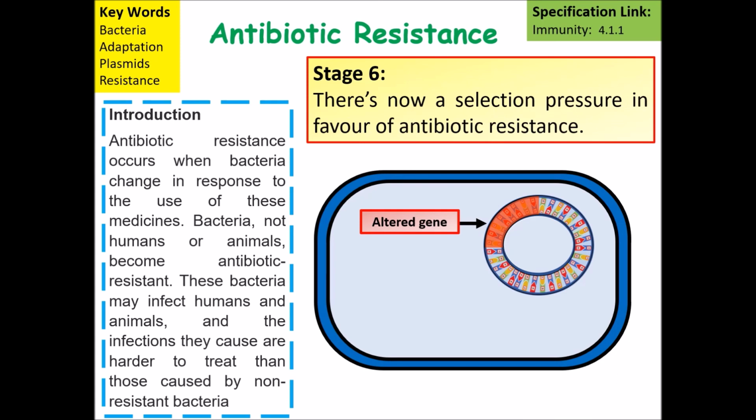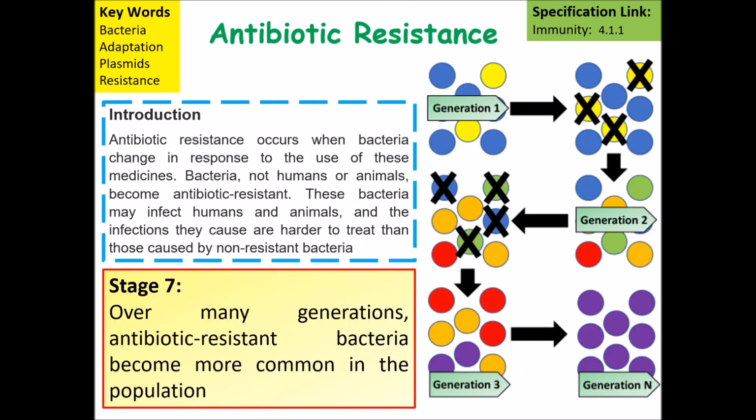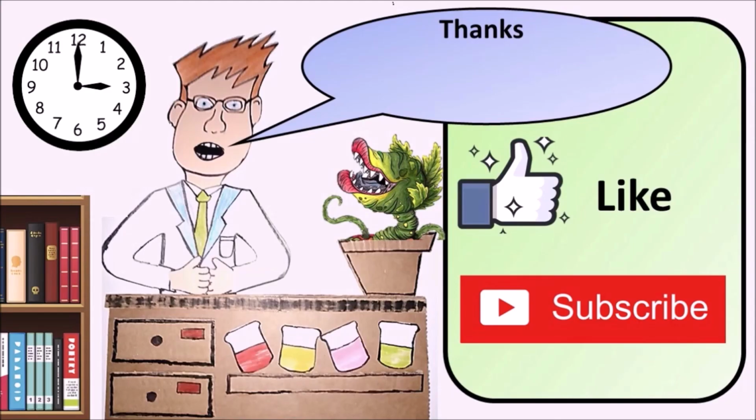So there's now a selection pressure in favour of antibiotic resistance. Antibiotic resistance occurs over many generations. Over many generations, antibiotic resistant bacteria become more common in the population. This is especially important when you look at populations within hospitals or areas where there is a high use of antibiotics.